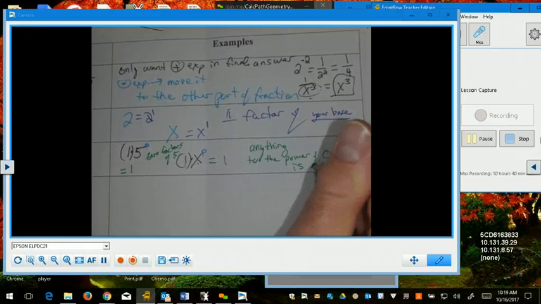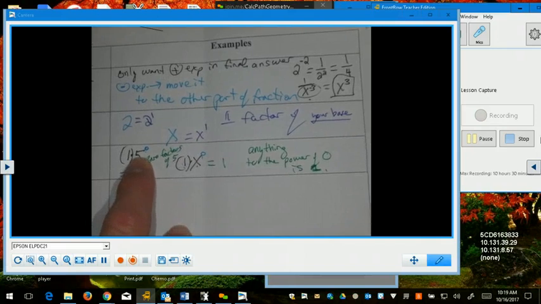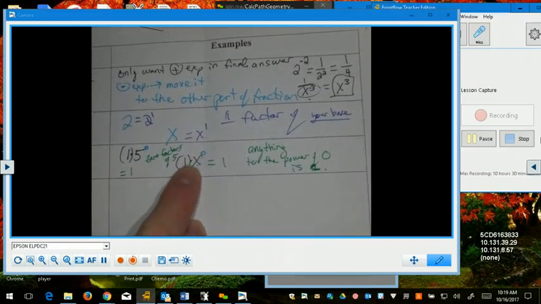Now some people get this confused with multiplying. They're like, well, wait, if I multiply by 0, it's 0. Yes, if you multiply. But we're not multiplying. We're saying how many factors we have. Since there are no factors of 5, there's nothing there that's a 5. It's just a 1 through multiplication of 1. There's no factors of x. All I have is 1.